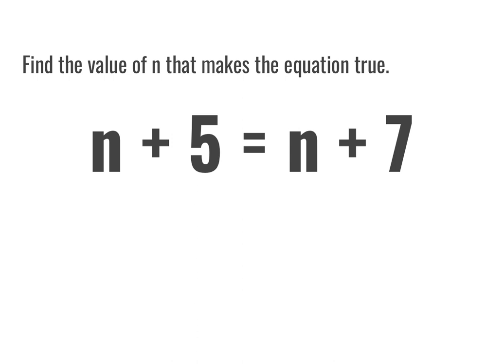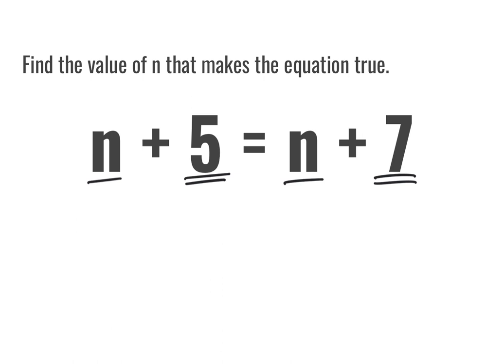So here we have n plus 5 and n plus 7. What do you notice about this equation? Hopefully you see that there are n's on both sides, but in this case, we're adding different amounts. So on the left side, we're adding 5, and on the right, we're adding 7. Do you think that makes a difference in how many solutions we can have?